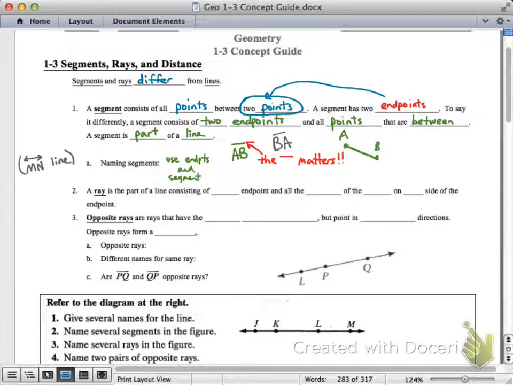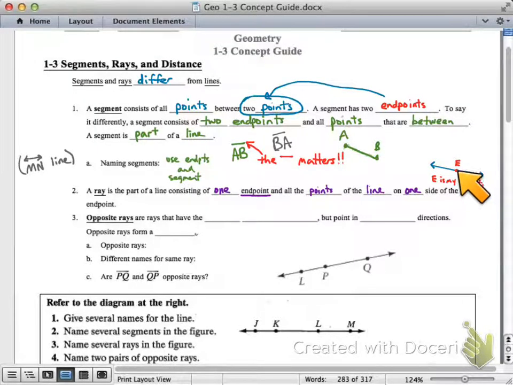Okay, that's a segment. Here's a ray. A ray is a part of the line consisting of one endpoint and all the points of the line on one side of the endpoint. So a segment has 2 endpoints, a ray has 1 endpoint. So let's see here. I got a line with a point E on it. Let's say E is my endpoint.